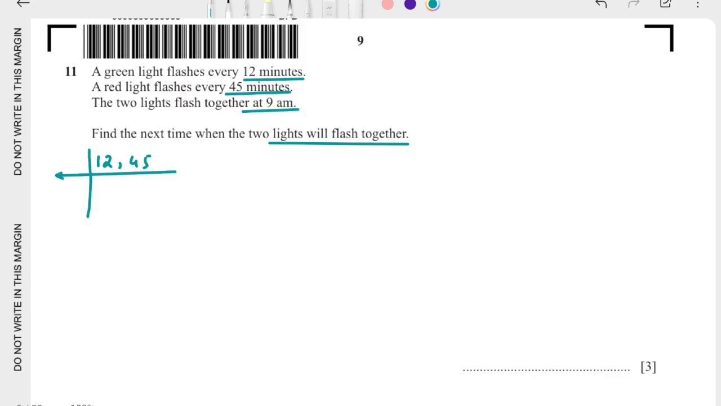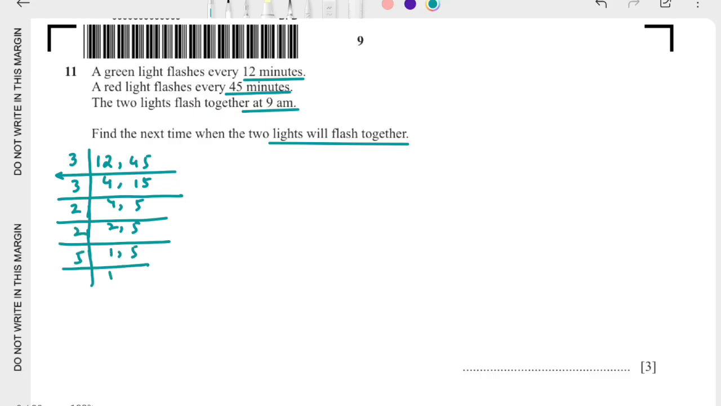So we'll divide it by 3. 3 fours are 12 and 3 fifteens are 45. Then again by 3, 3 fives are 15. Then we'll divide by 2, 2 times 2, then 5, and 2 times 1, then 5, and 5 times 1 and 1.